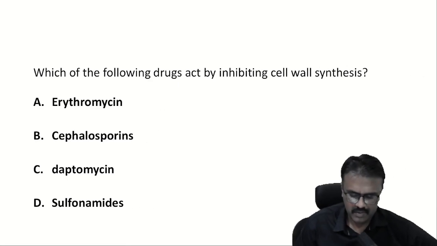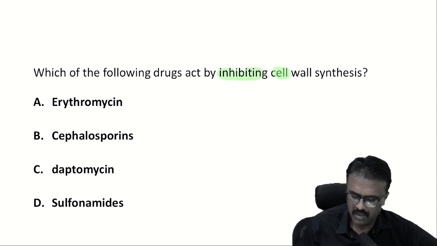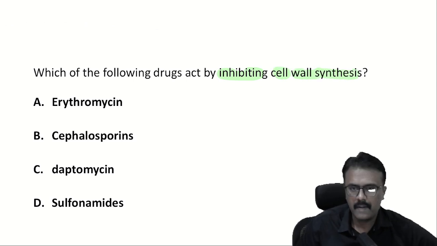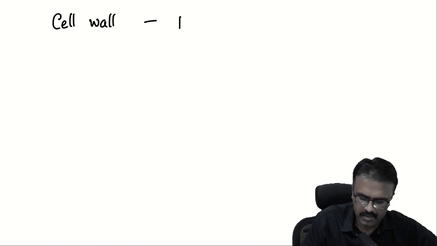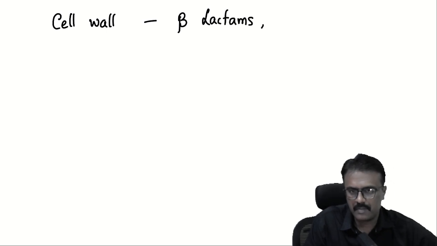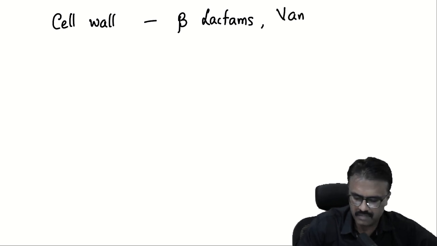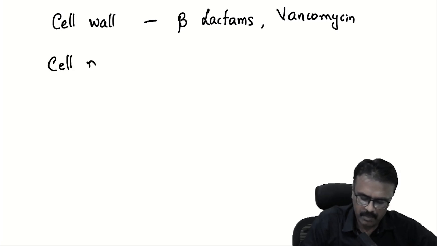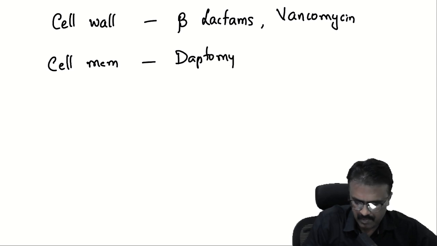Moving on to the next question. Which of the following drugs acts by inhibiting cell wall synthesis? Yes. Before I answer this, let me tell you the targets of antibiotics. Cell wall, mainly beta-lactams. Tell me some beta-lactams, sir. Penicillin, cephalosporin, monobactams, carbapenems, and vancomycin. The drugs acting on the cell membrane are daptomycin and polymyxin.